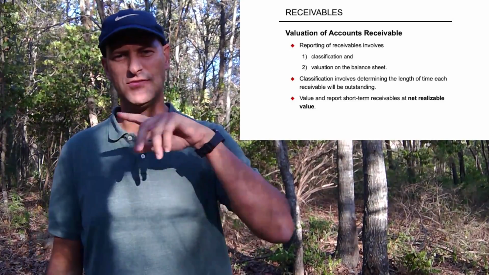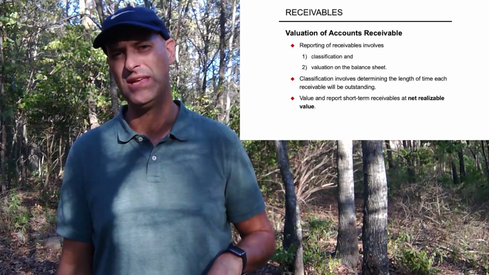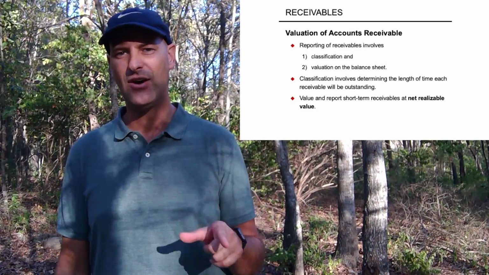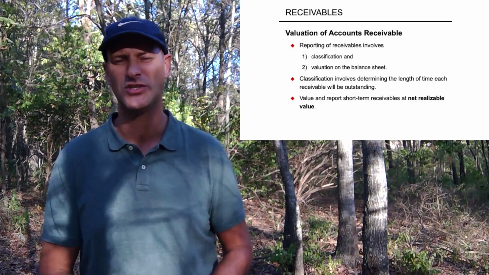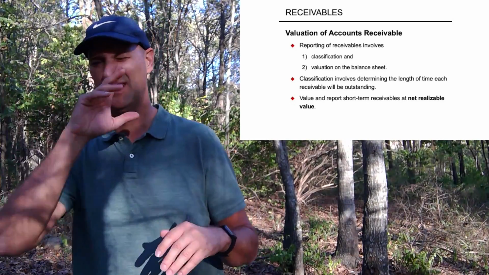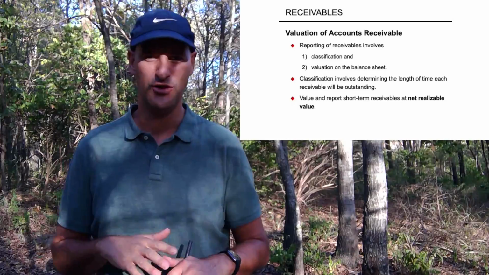Classification involves determining the length of time an entry receivable will be outstanding, and the value for short-term receivables is at net realizable value. We just talked about this idea that, in general, we ignore time value of money, especially for trade receivables that are short in duration. So that's why we record them at the net realizable value. That's the amount we expect to receive. We aren't discounting that for time value of money concepts. Now, when we get into long-term receivables, then we'll start discounting things.